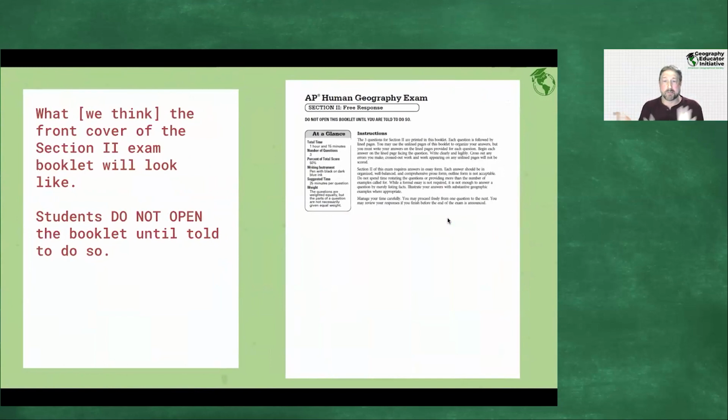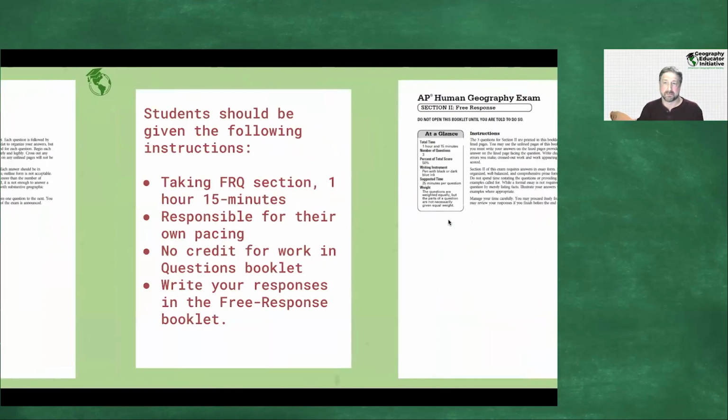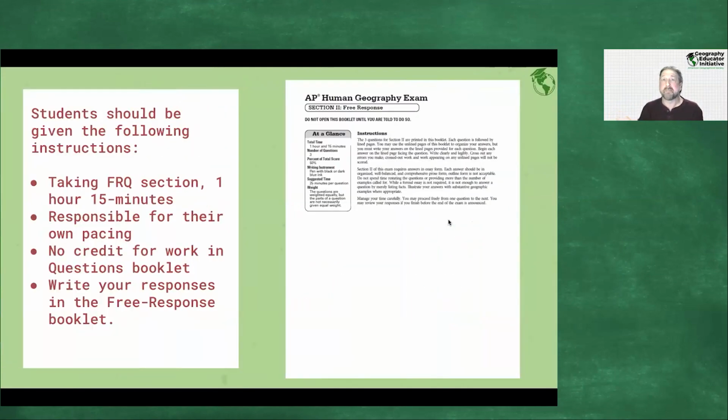And then, again, this is what we think the front cover of the Section 2 exam booklet will look like. Again, this is what the image will be. They're also told, again, do not open the booklets until they're told to do so. And again, the students should be given the following instructions. We think that they'll be taking the FRQ section. They'll have an hour and 15 minutes. They're responsible for their own pacing.